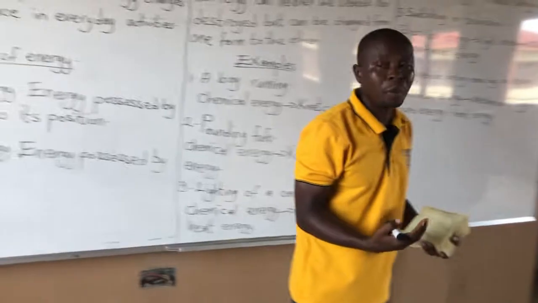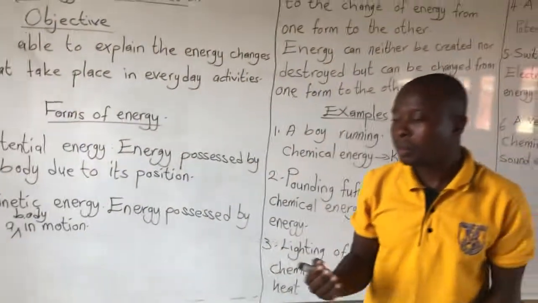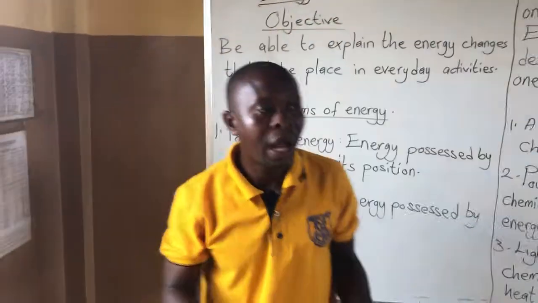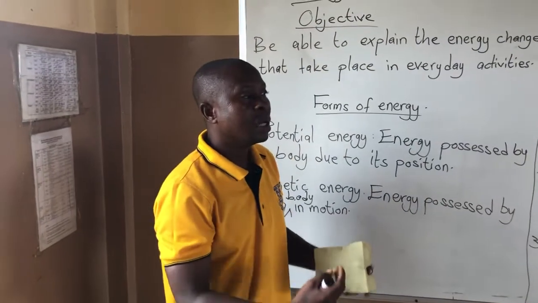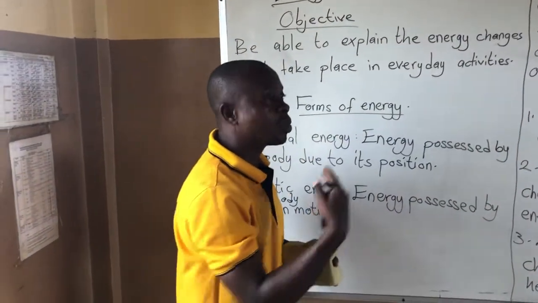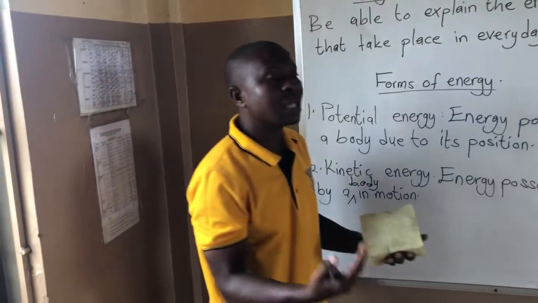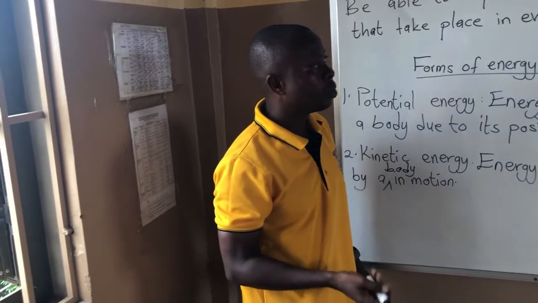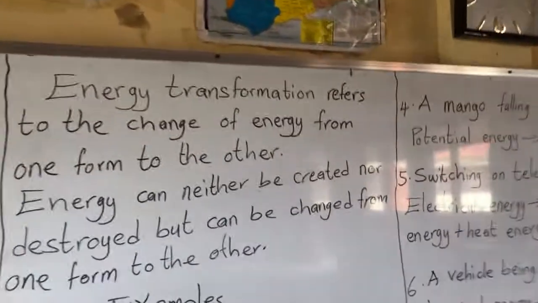Let's look at an example in the house. When your daddy parks his car and the car starts moving, the car possesses kinetic energy. So say when something is moving, the thing possesses kinetic energy. Good. Let's continue with energy transformation.